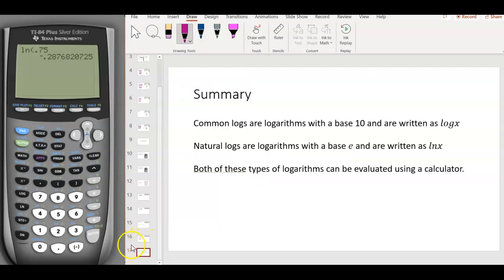So remember that common logs are logarithms with a base of 10 and are written as log of x. Natural logs are logarithms with a base of e and are written as ln x. Both of these types of logarithms can be evaluated using your calculator.